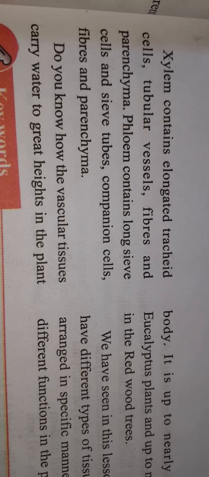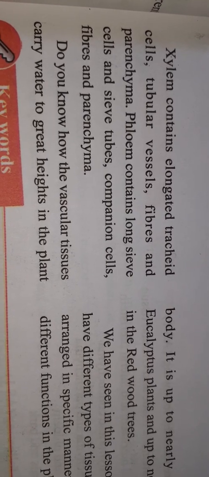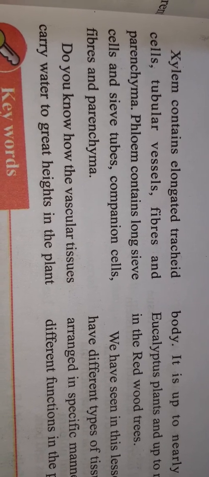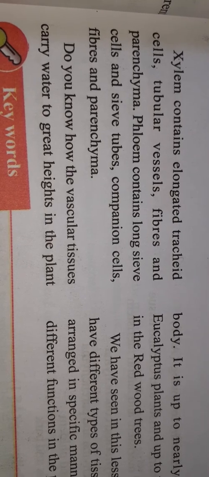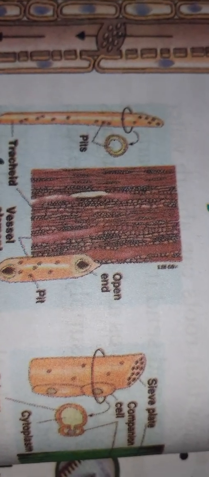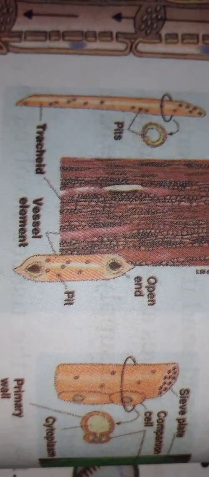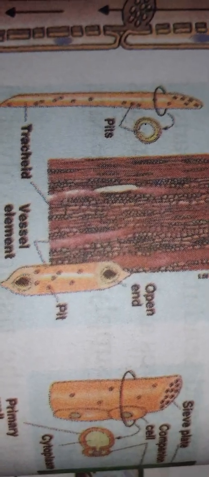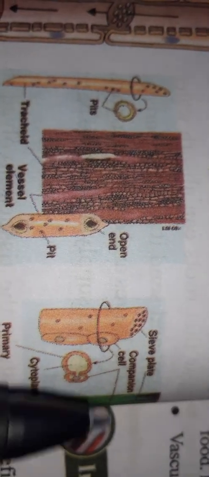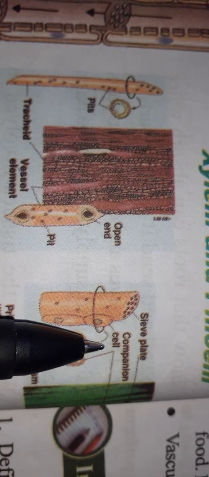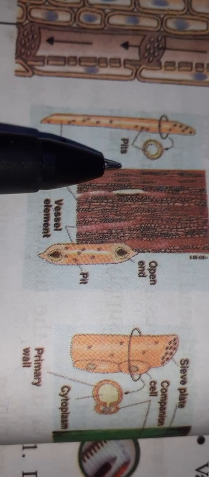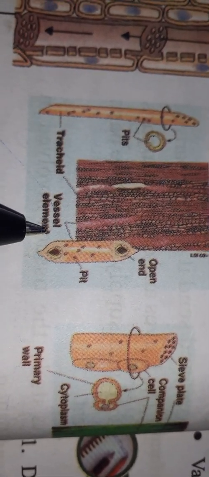So, we are comparing two things here. What are we comparing? We are comparing xylem and phloem. When we compare to phloem, the xylem contains elongated tracheid cells, tubular vessels, fibers, and parenchyma. Just see here, tracheid cells are there, and vessels are there. In phloem, sieve plates are there, companion cells are there, cytoplasm is there, and primary wall is there. Whereas in xylem, tracheid cells and vessel elements are there.